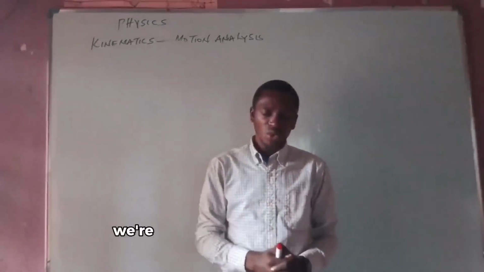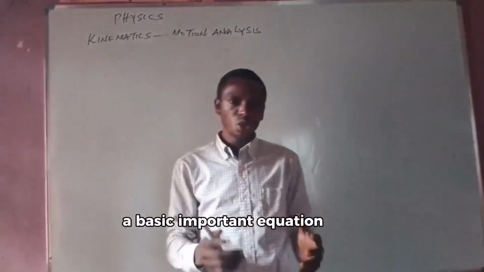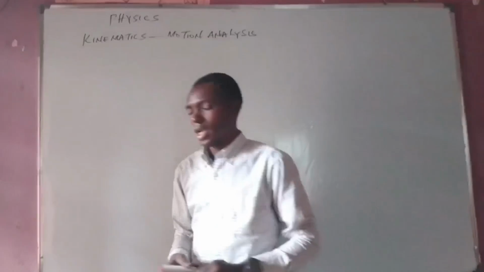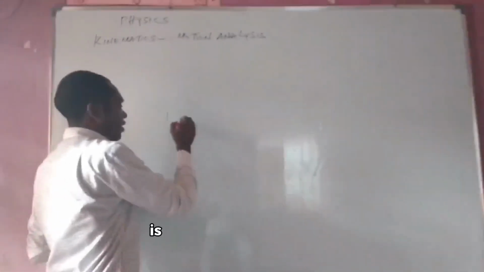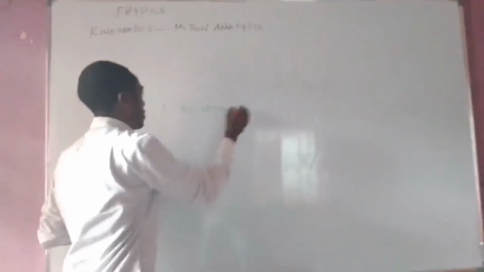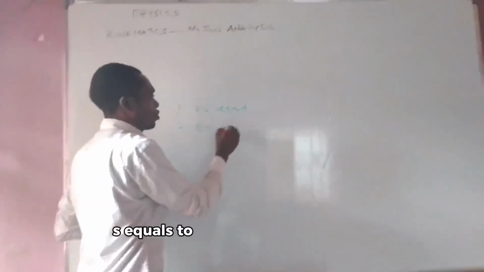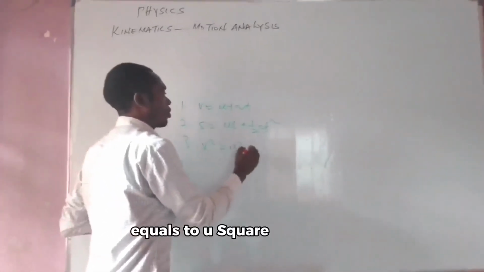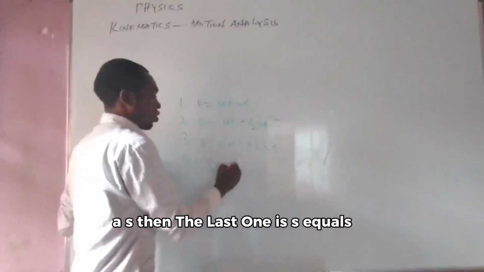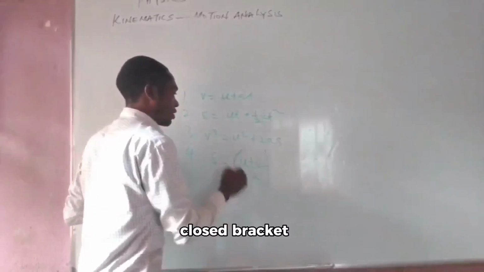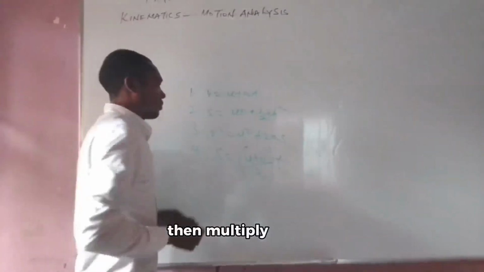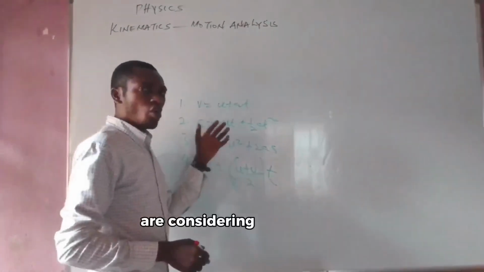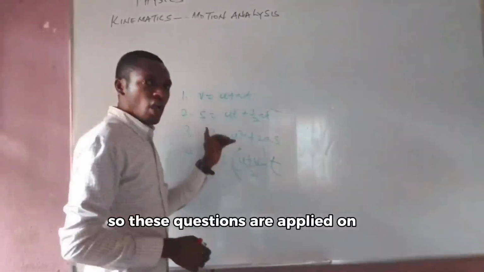Now, under kinematics, we're also going to be looking at the basic, important kinematic equations. The first one is v = u + at. The second is s = ut + 1/2 at². The third one is v² = u² + 2as. The last one is s = ((u + v)/2) × t. These are the equations considered in kinematics under constant acceleration.